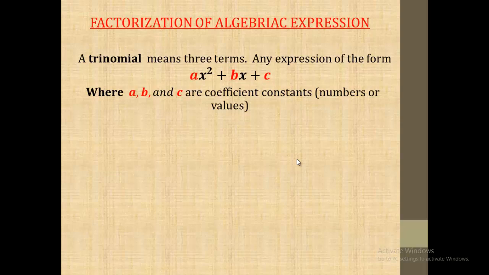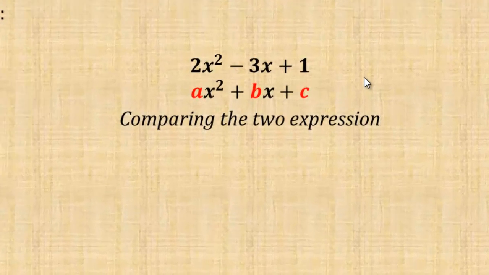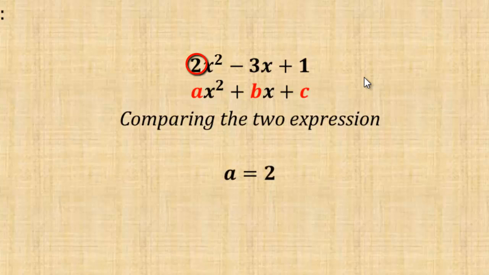That's the order of things. Okay, so a, b, c represent coefficients or constants. Let's take an example: 2x squared minus 3x plus 1. If I compare it with the quadratic form, ax squared plus bx plus c, we can easily find our a, our b, and our c. Since they are just numbers attached to the variable, we just compare the two expressions. And when you compare, what is our a? Our a is 2.